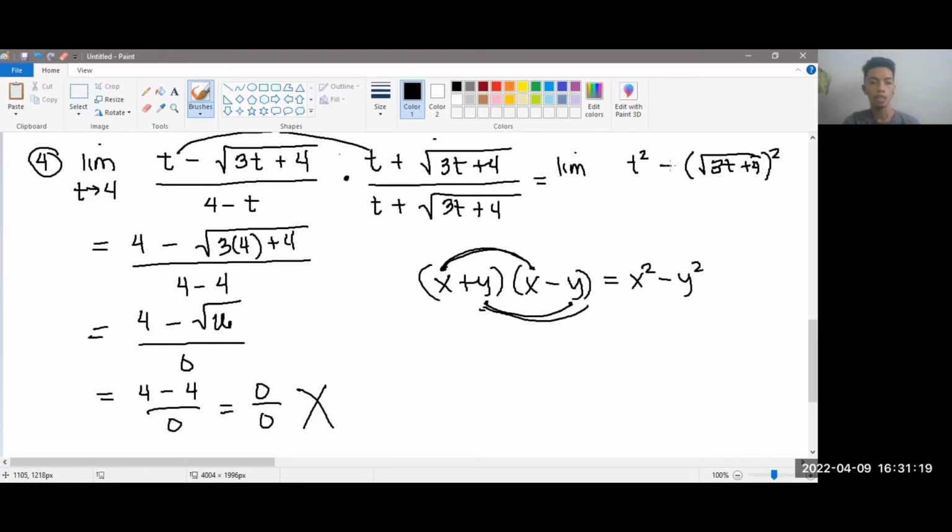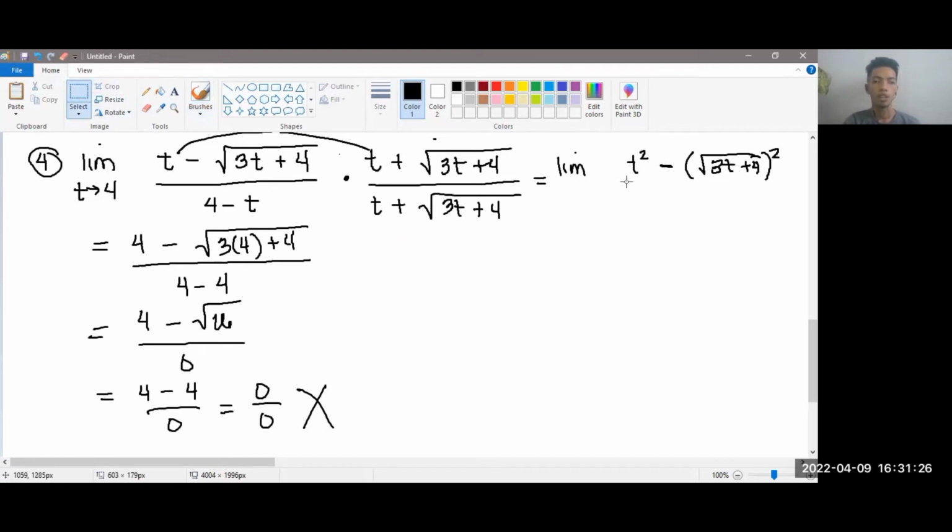So, anong operation sa gitna? It will be minus. Okay, ngayon, yung denominator naman. So, sa denominator, meron tayong t plus square root of 3t plus 4. I-multiply natin sa 4 minus t. So, no need to expand that one. So, i-factor lang natin siya as 4 minus t multiplied by t plus square root of 3t plus 4, as t approaches to 4.